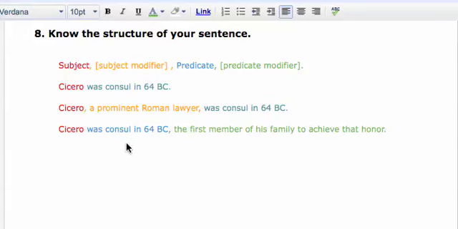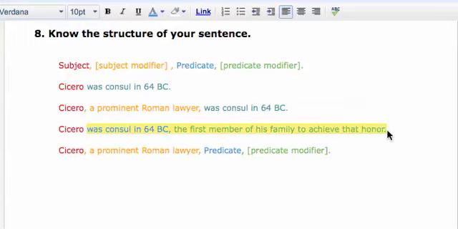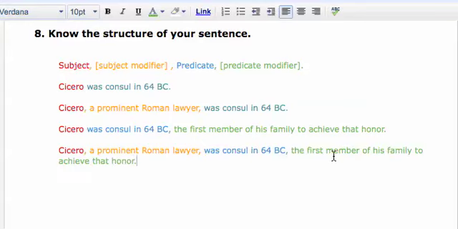And of course we can combine all of these different pieces into the same sentence. We can say Cicero. We can then copy this and replace this as the subject modifier here. Cicero, a prominent Roman lawyer, was consul in 64 BC, the first member of his family to achieve that honor.